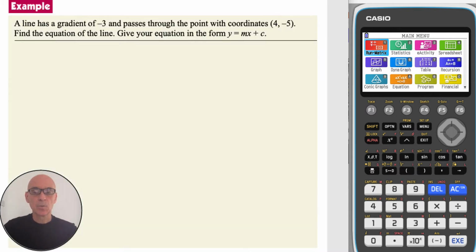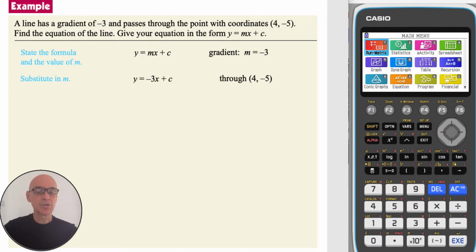In this question, we're asked to find the equation of the given line, giving our answer in the form y = mx + c. We begin by writing down the formula for the equation of a line and stating that the gradient m is equal to -3. Substituting this value into the formula, and as the line passes through the point with coordinates (4, -5), substituting these in gives an equation in c, the y-intercept.